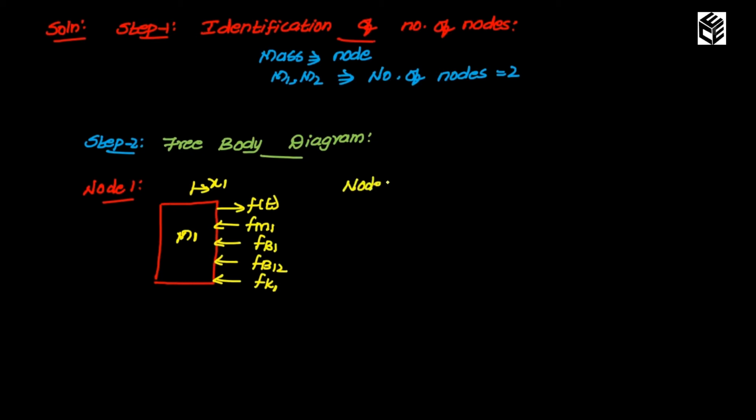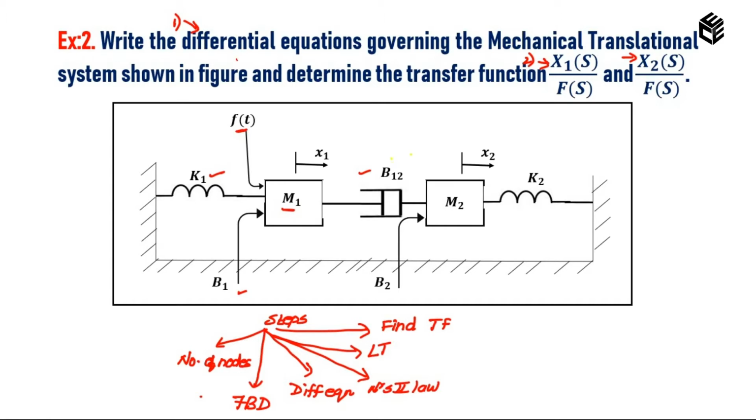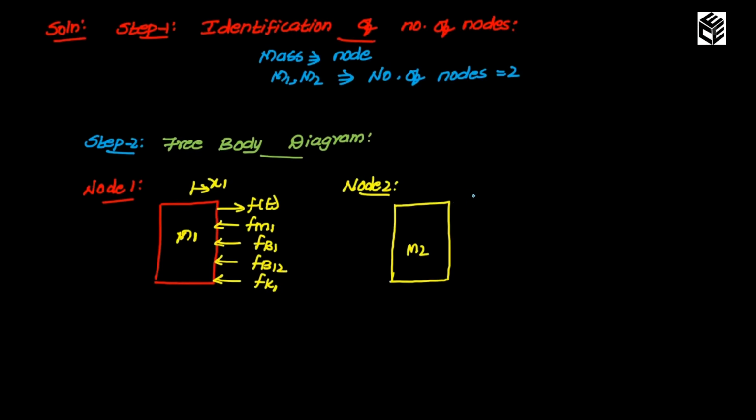Free body diagram for node 2. So to node 2, what are all the elements connected? B12, B2 and K2. Correct. So to the node m2, the opposing forces are Fm2, Fb2, Fb12 and Fk2, and this node is provided with the displacement x2.